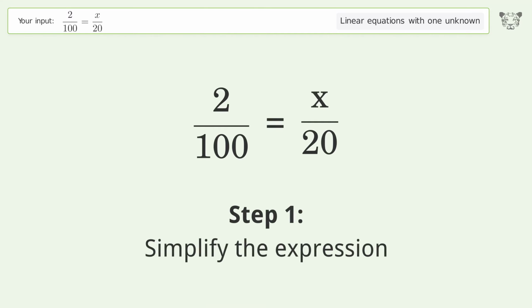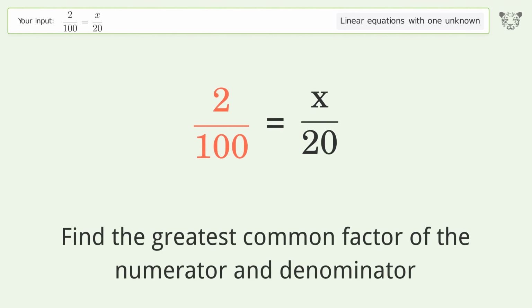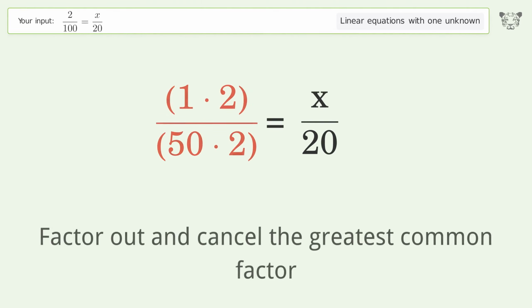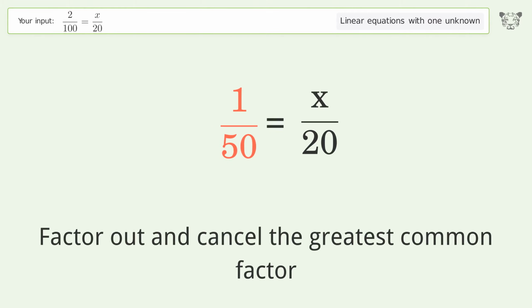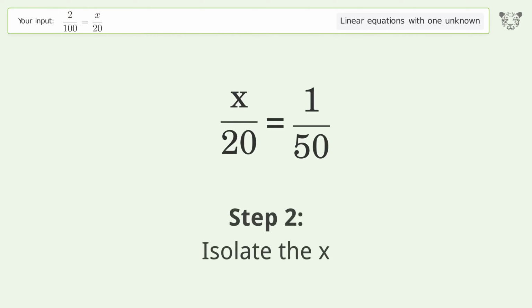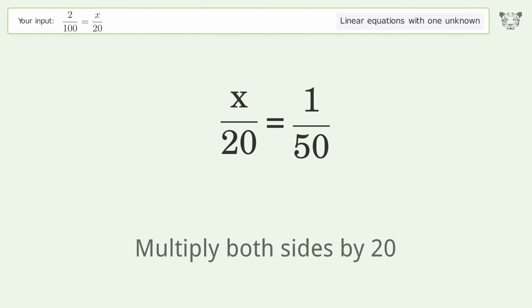Simplify the expression. Find the greatest common factor of the numerator and denominator. Factor out and cancel the greatest common factor. Swap sides. Isolate the x. Multiply both sides by 20.